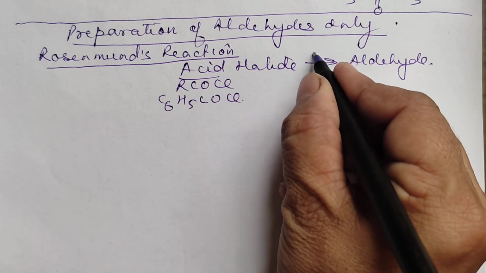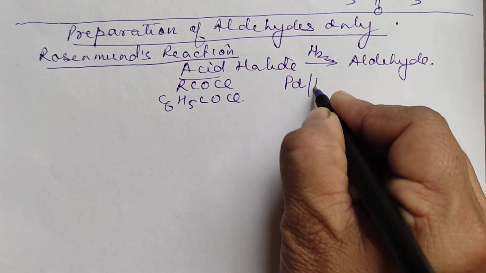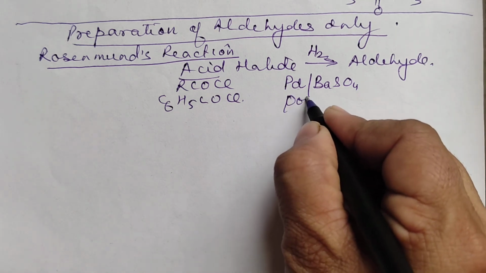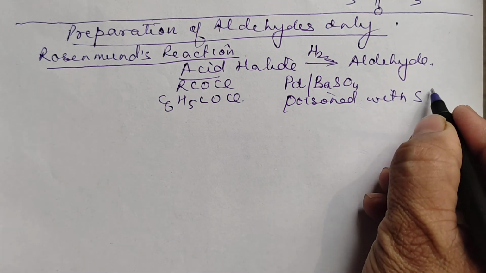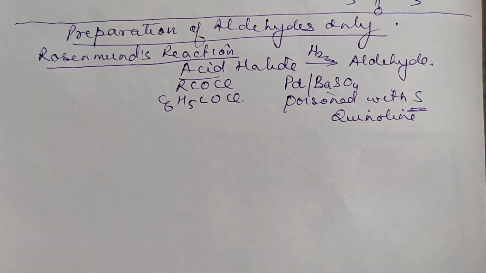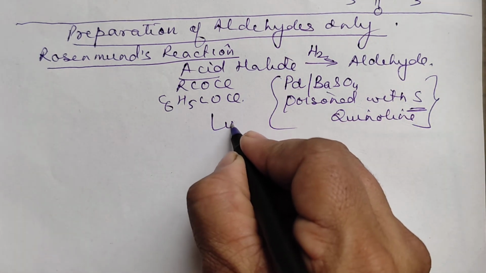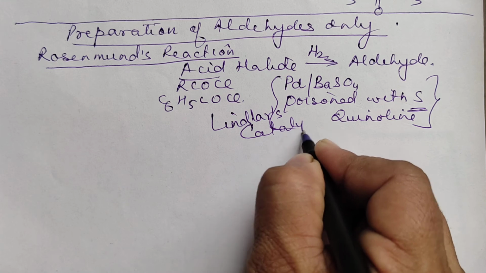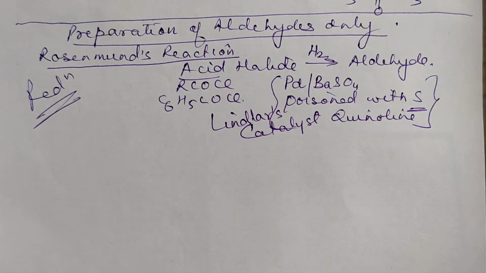So basically what you are taking here is you are reacting this with H2 in the presence of palladium, barium sulfate. You reduce the reactivity of this by poisoning it. It is poisoned with sulfur, or in some books instead of sulfur they write quinoline. So you poison this with sulfur or quinoline, and the name of this catalyst which we are using is Lindlar's catalyst. It is Lindlar's catalyst. So Lindlar's catalyst reduces, it's basically a reduction reaction, reduction of acid halide to aldehyde.